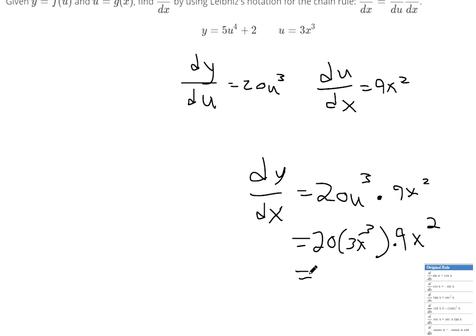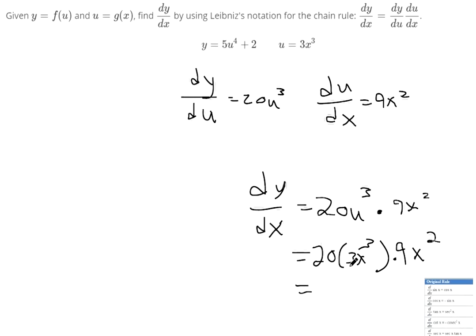Then we can simplify 3 times x to the third. Oh, oops, we need an extra third. U is being raised to the third power according to our derivative. And u is also equal to 3x to the third, so I dropped a third there on accident. So this is 20 times 3 to the third x to the ninth, because the powers on top and powers multiply.